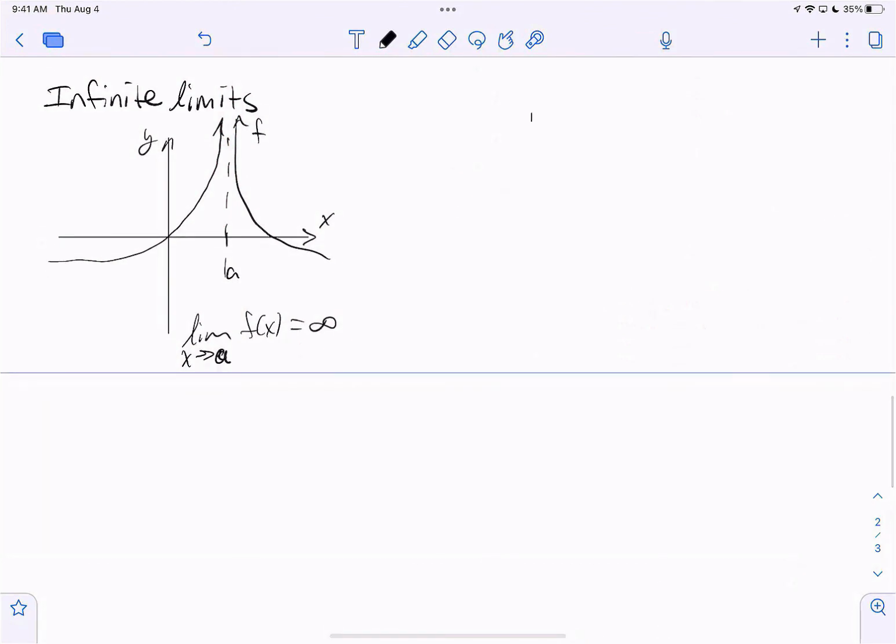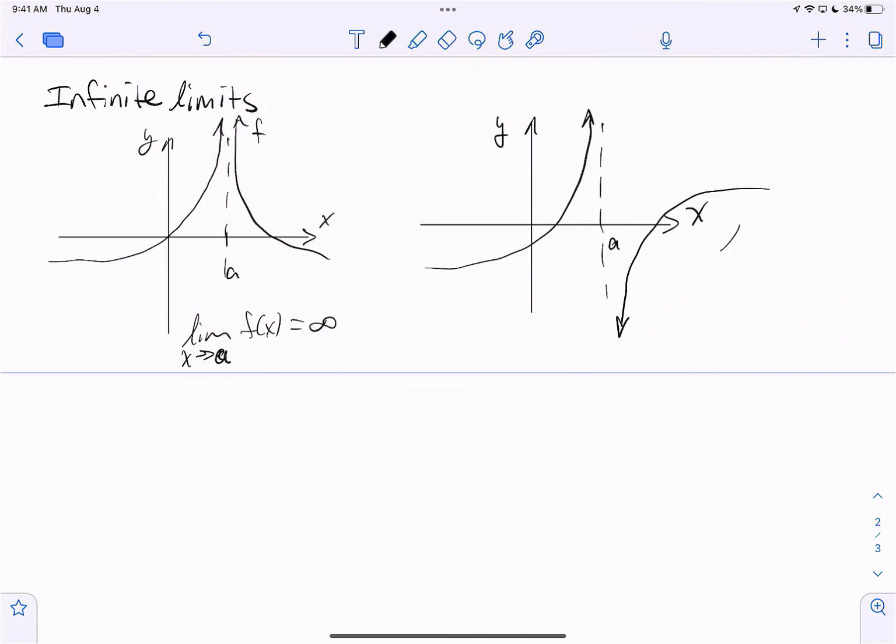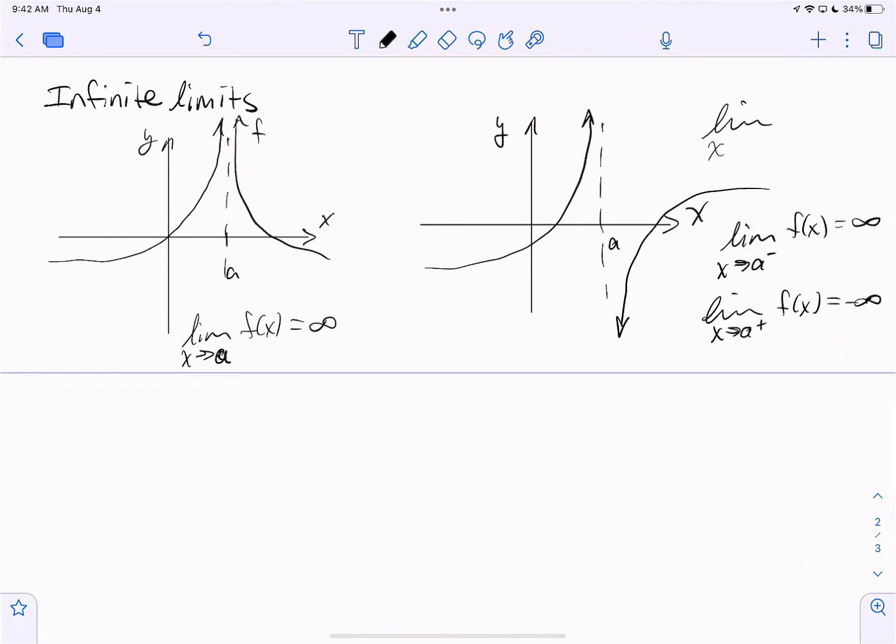In the case where we have a vertical asymptote and the function goes up to infinity on one side and down to negative infinity on the other side, then we would say that the limit as x approaches a from the minus side of f of x in this case is infinity. The limit as x approaches a from the positive side of f of x is equal to negative infinity. And since those two don't match, we would say that the limit as x approaches a of f of x does not exist.